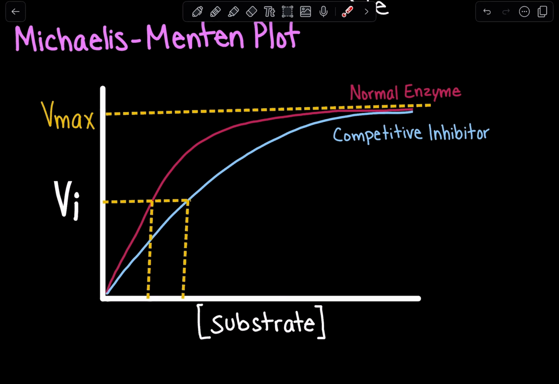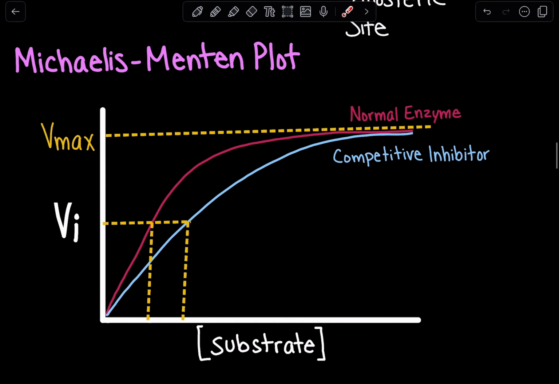Now, when we have an enzymatic reaction taking place with no competitive inhibitor, this is what our plot's going to look like. But once we add in competitive inhibitors, we can see that there is a change to our plot. Now let's analyze what this change is and how it is affecting our plot. Up on top, we have this asymptote, and this asymptote designates Vmax.